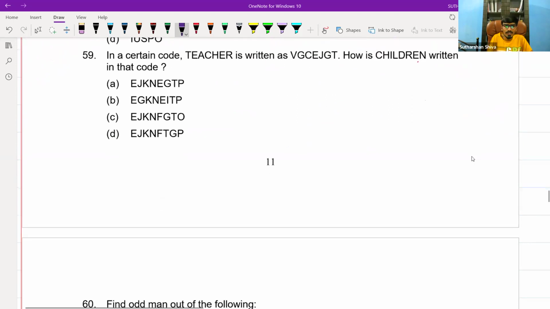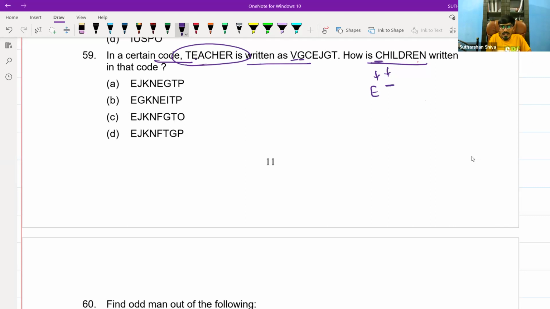Then the last two questions. In a certain code, teacher is written as BGCEGT, and how is children written? If I say G, T, okay, T, if I leave U, I will get B. E, after that, if I leave F, I will get G. A, B, leave, one gap will be there. The same way I will put C. What is the gap? C. D, if I leave, it is E. H, if I leave one, H, I, J.